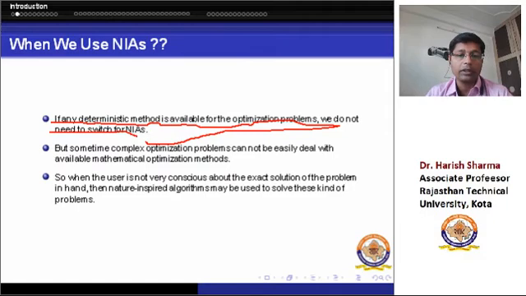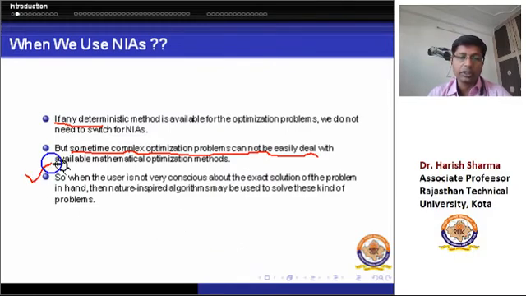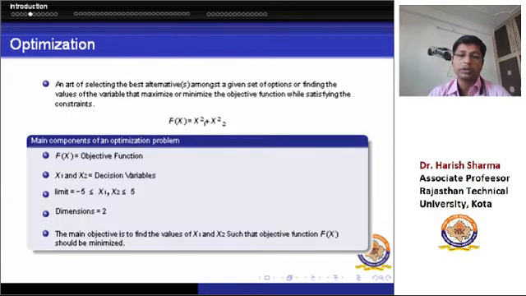Many researchers are applying nature-inspired algorithms, even though some deterministic approaches are already available for that kind of problem. So we should be more cautious about that. But if the complex optimization problems cannot be easily dealt with by the available mathematical optimization methods, in that case we apply the NIA. But as we know, the NIA gives near-optimal solutions.